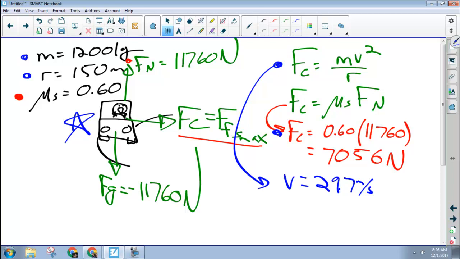All right. And then the next question says, what's the centripetal acceleration? So that was part A. Everybody good?